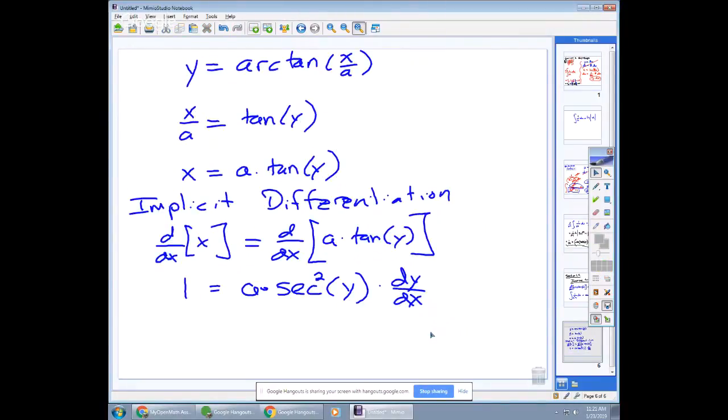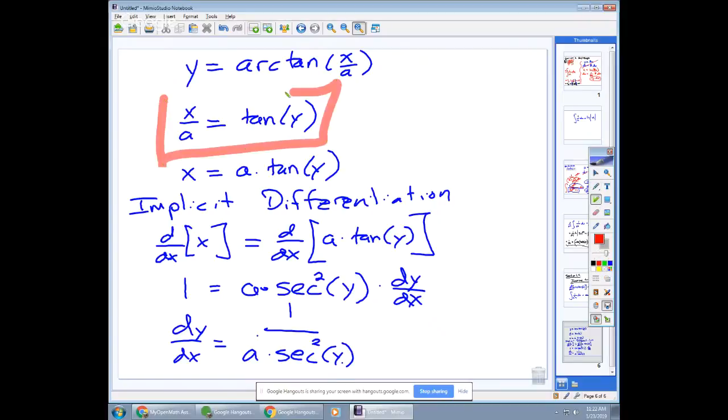All right. Next, solving for dy dx, I just have to divide the a secant squared y to the other side. So dy dx equals 1 over a times the secant squared of y. Now I just have to figure out what the secant squared of y is, because I don't want a y in here. I want that in terms of x. To figure that out, I have to go back to this statement, second from the top.